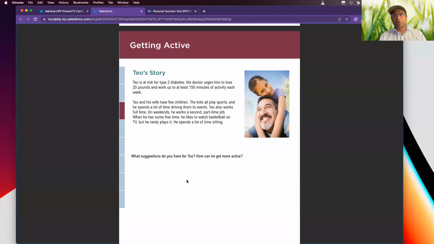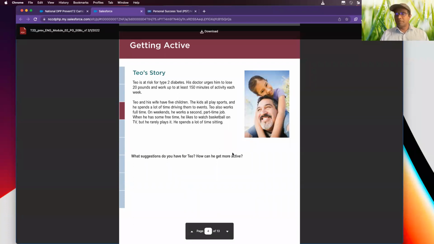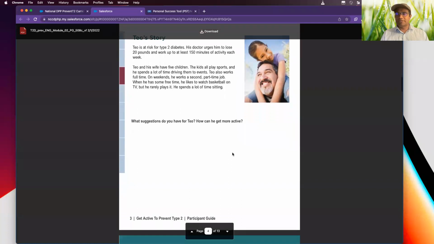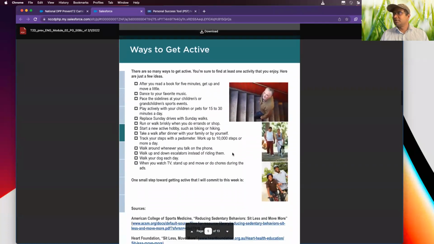I used to play volleyball. That is on hold right now. I used to play tennis, but I have a foot injury, plantar fasciitis. So I'm trying to compensate by doing some exercises. All right. So here are some of the ways that you can actually get active.